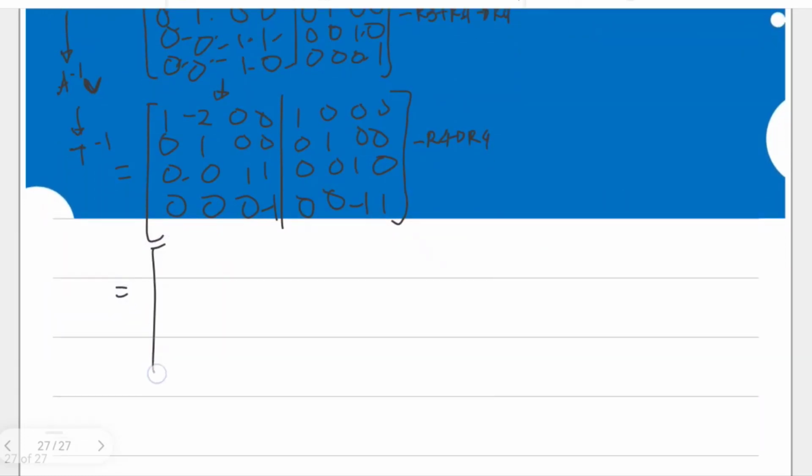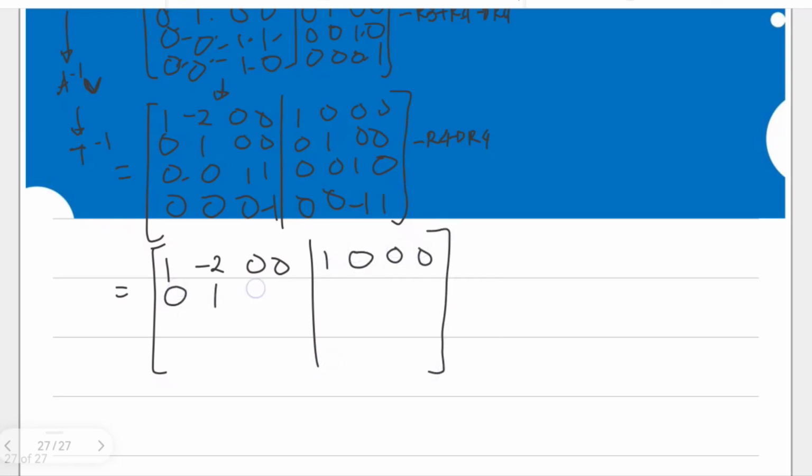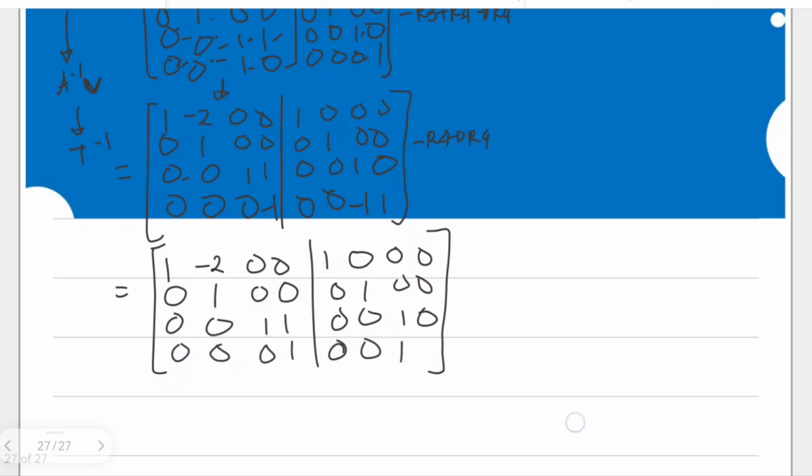Okay? 1, negative 2, 0, 0, 1, 0, 0, 0. 0, 1, 0, 0, 0, 1, 0, 0, 0, 0, 1, 1, 0, 0, 1, 0. We have 0, 0, 0, positive 1, 0, 0, positive 1, then negative 1 here. Now, since we have this, let's try to make this 0 by working backwards.